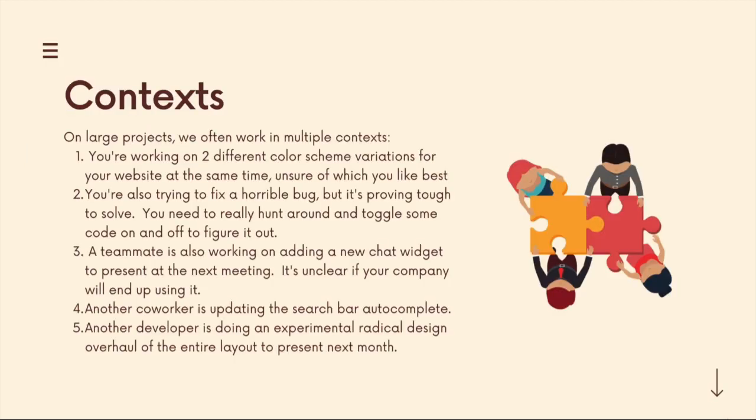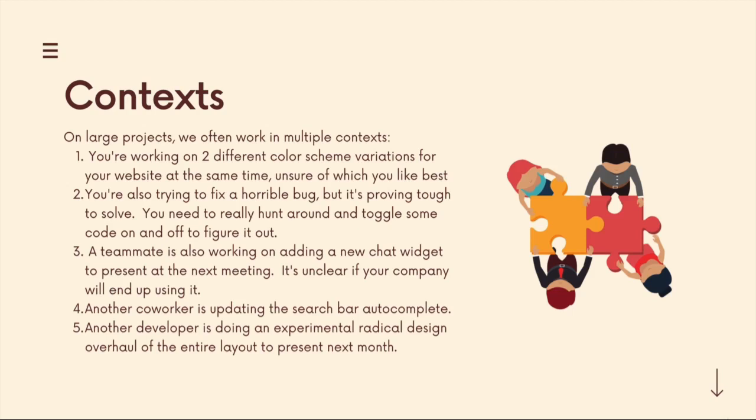But often when we're working on a real project in the real world, we need to work in multiple contexts simultaneously. So imagine I work at some company, I'm working on a web application, and I'm trying out two different color scheme variations for a website, and I want to try them both out and figure out which one I like best. At the same time, I also have been tasked with trying to fix a really horrible bug, but this bug is proving very difficult to solve. I'm actually needing to delete some code and comment stuff out, move stuff around to try and hunt down the bug.